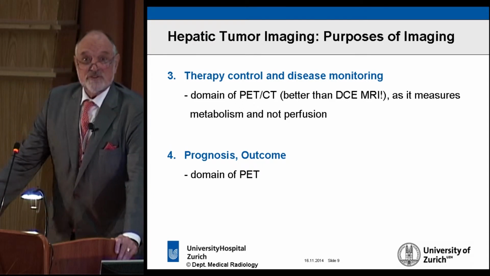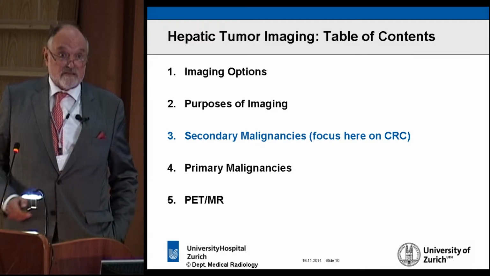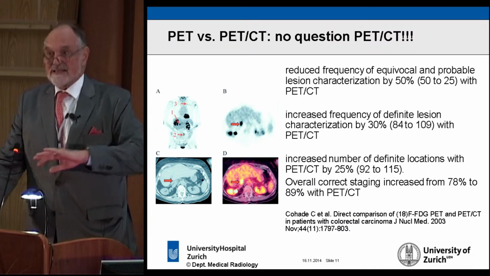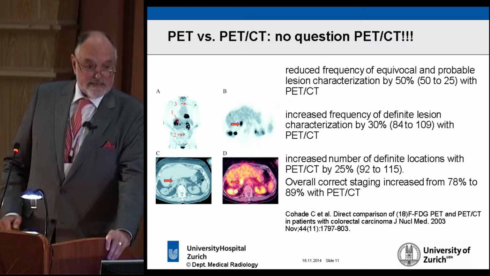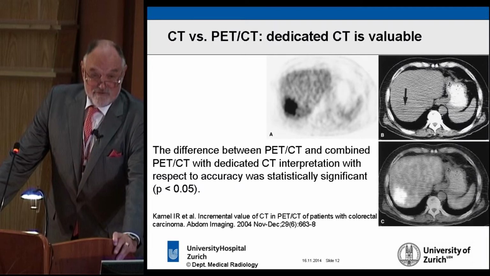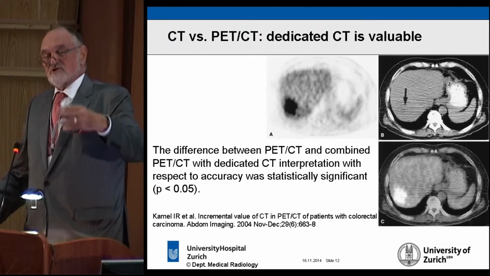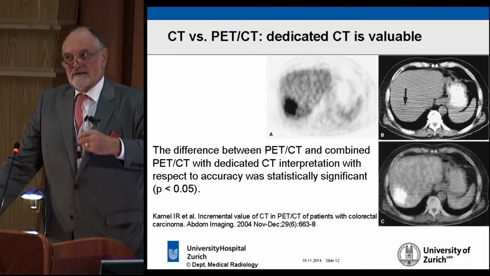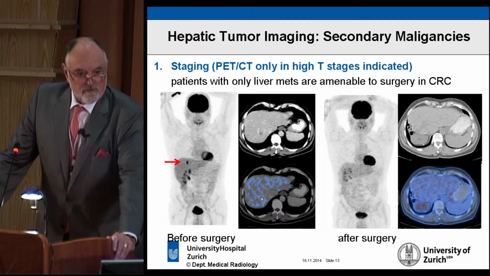So let's first start with the secondary malignancies, because they are the more frequent malignancies where we discover liver metastases. And I have told you the issue of PET versus PET-CT is a non-issue. It has been proven time and again that PET is not as good as PET-CT. Now, we have learned that you really need a dedicated reading of the CT scan in a PET-CT. So it is not good enough to take a nuclear physician who uses the CT for anatomic correlation. It is really critical that you read the CT carefully and that you do this with the diligence and the know-how of a radiologist.